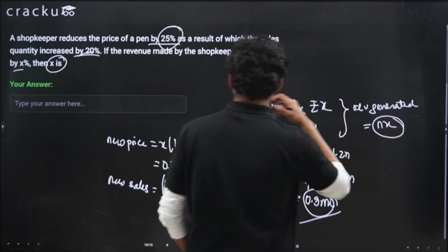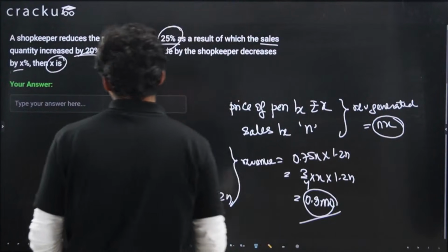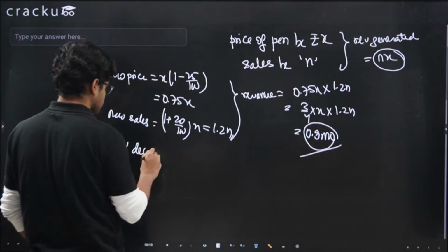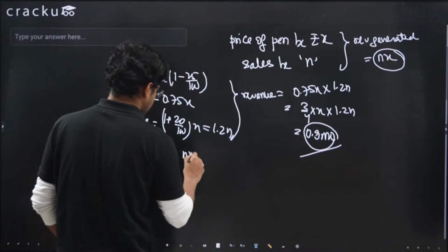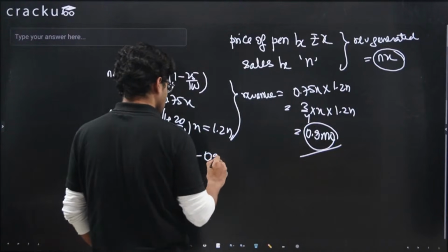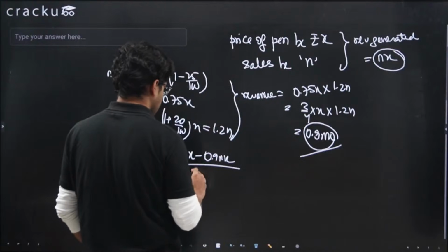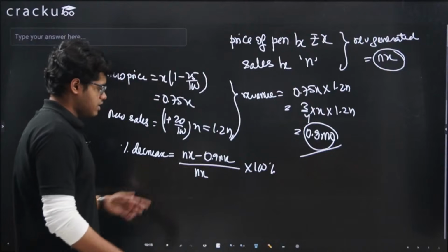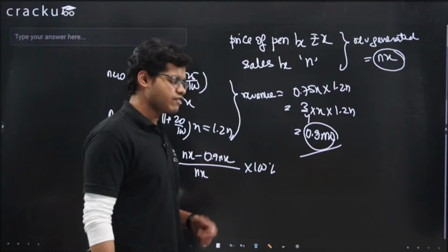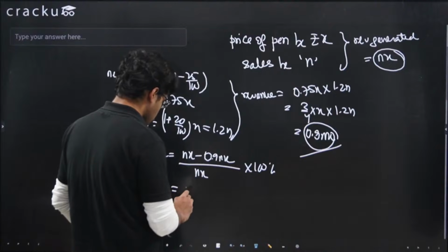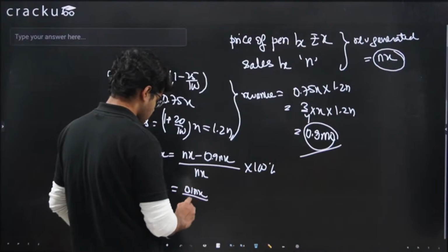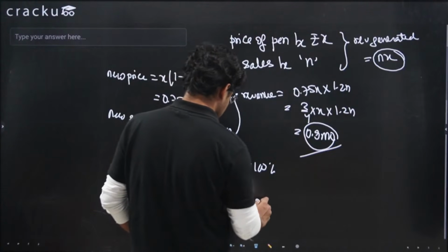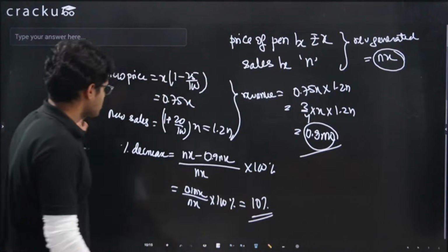Here the initial revenue was NX, the final revenue is 0.9NX. So what is the decrease? Percentage decrease is (NX minus 0.9NX) upon NX into 100. I mean the initial value minus the final value upon the initial value, which is 0.1NX upon NX into 100 percentage, which is 10 percentage.